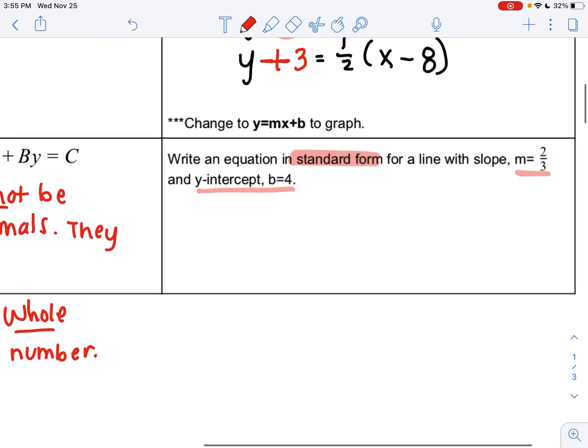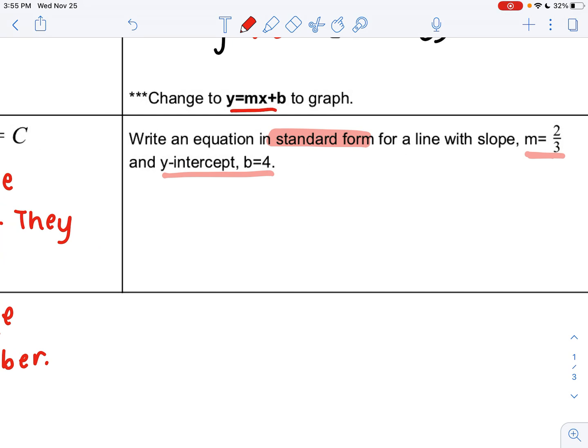Well, remember our good old friend y equals mx plus b. So if we're given an m and a b, remember b is your y-intercept and m is your slope. If you're given an m and a b, we can actually use y equals mx plus b and start there. We're going to start there, and then we're going to write it in standard form. Okay, so because this is what they give us, y equals, they give us an m, which is 2/3. And then they give us a b, which is a +4.